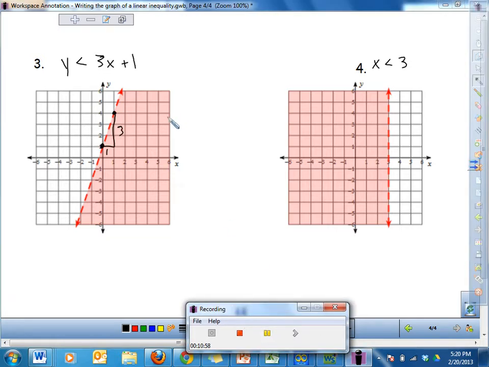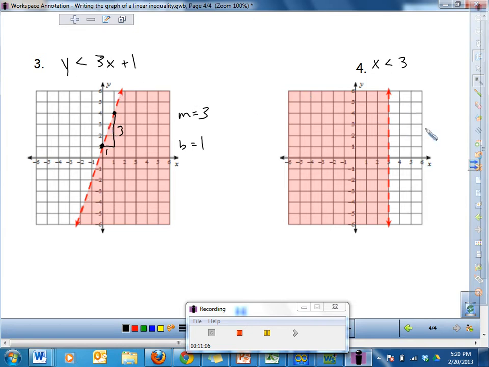Alright, here are the answers for the next two problems. This one had a slope of positive 3 and a y-intercept of 1. It was a less than because we shaded below. Also, it did not include the equal to, so we put a dashed line.